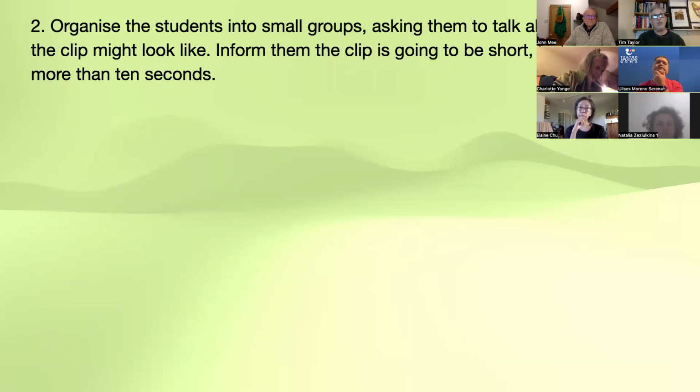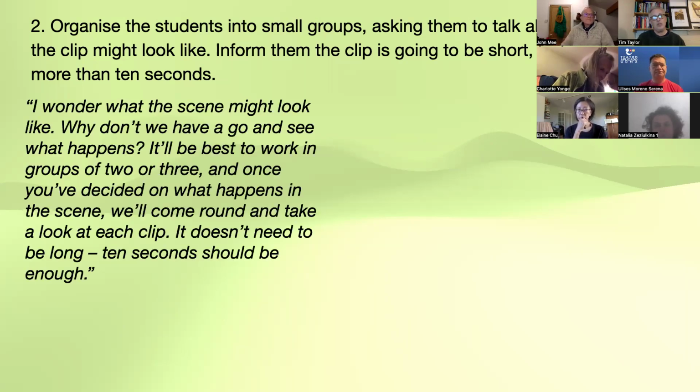So the second step is to organize the students into small groups, which is not what we can do, well, not easily do on Zoom. Ask them to talk about what the clip might look like, and inform them the clip is going to be short, lasting no more than 10 seconds. So this is the language.